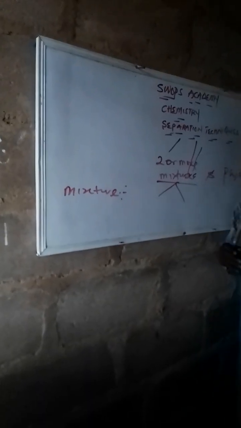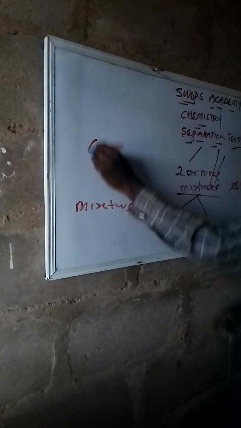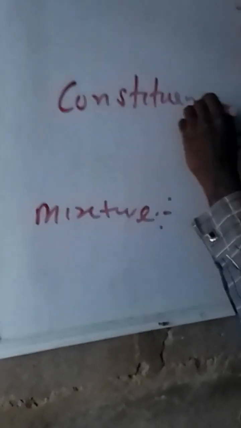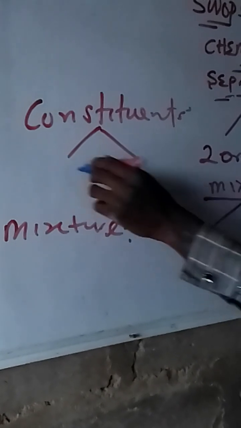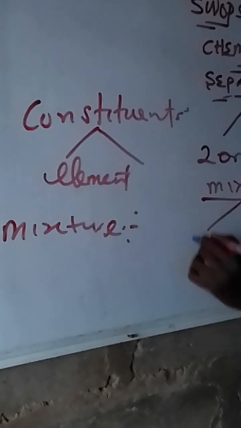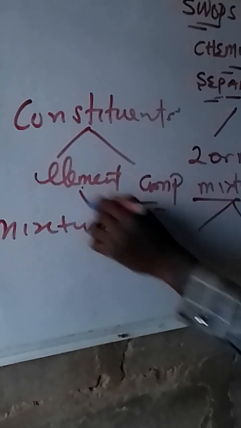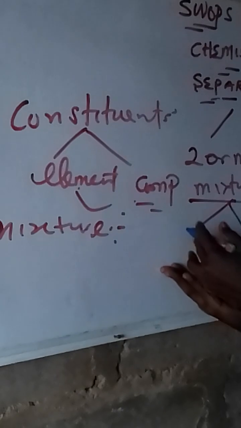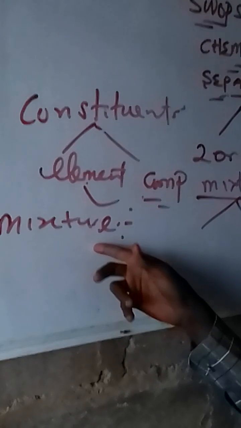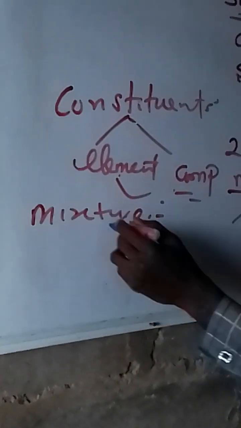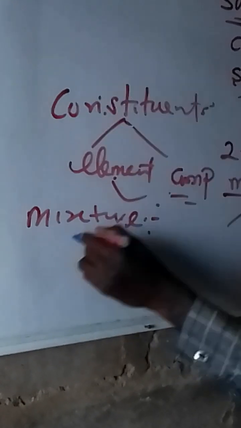Mixture means the combination of two or more constituents. And constituent as a whole means two things. Constituent can be element, and can also be compound. It might be element alone, it might be compound, or the combination of both is what we know as constituent. Then the constituent is what is forming mixture. That means without element and compound, we can't have constituent. Without constituent, we can't have mixture.